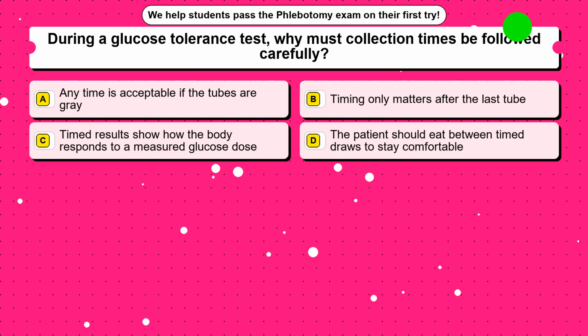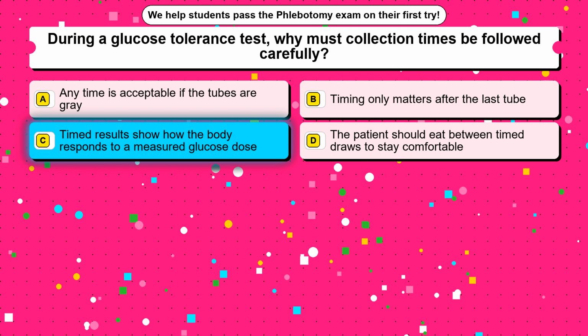Question 79. During a glucose tolerance test, why must collection times be followed carefully? Option A. Any time is acceptable if the tubes are gray. Option B. Timing only matters after the last tube. Option C. Timed results show how the body responds to a measured glucose dose. Option D. The patient should eat between timed draws to stay comfortable. The correct answer is option C.